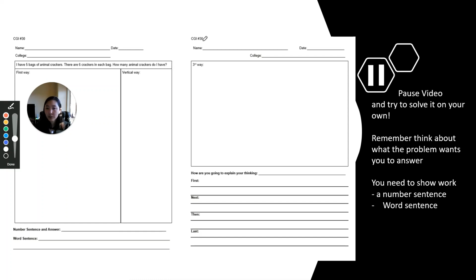Then once you're done with that, you can actually do this page. So my third way, if you found the way that you liked that I did, you can copy it right in here. Then you need to explain your thinking of how did you solve this first way? How did you do the vertical way? What are you going to tell the teacher when they're writing it on the board for you? And I'll see you in a little bit with my ways and at the end. All right, good luck, and I'll see you in a little bit.